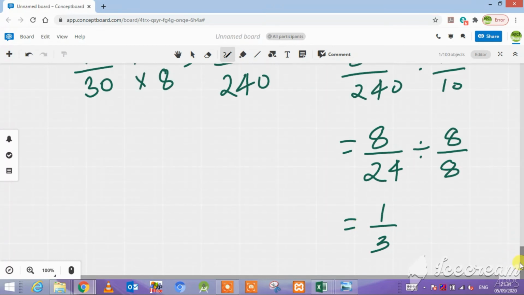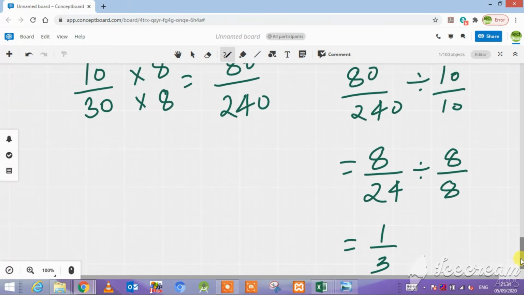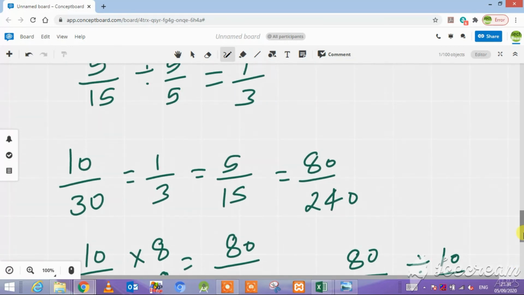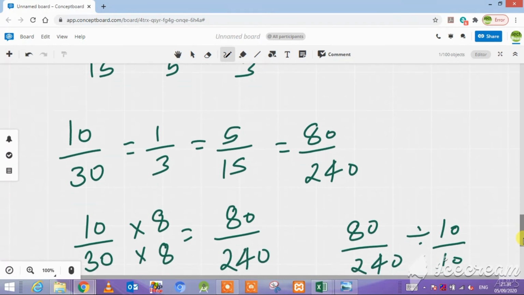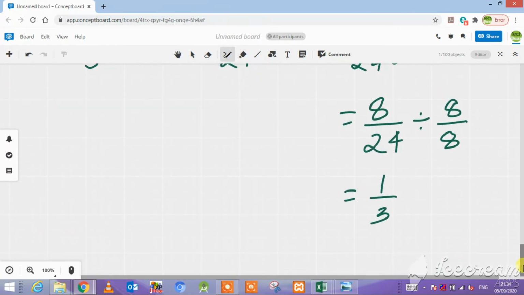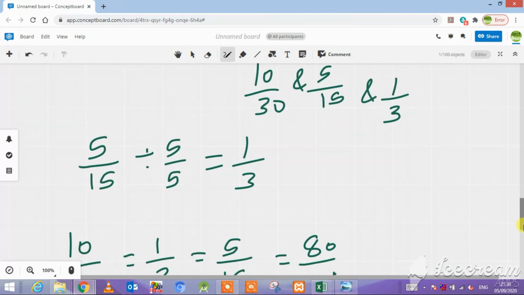So like what we were finding earlier, we got 1 upon 3 as an equivalent fraction. So by dividing 80 upon 240 to its lowest form, we get the same answer. So we can say these all are equivalent fractions.